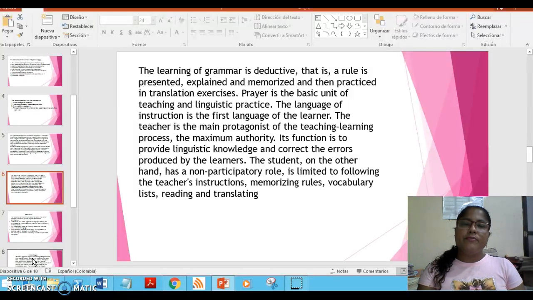The teacher is the main protagonist of the teaching learning process, the maximum authority. Their function is to provide linguistic knowledge and correct the errors produced by the learners. The student, on the other hand, has a non-participatory role. It is limited to following the teacher's instructions, memorizing rules and vocabulary lists, reading and translating.